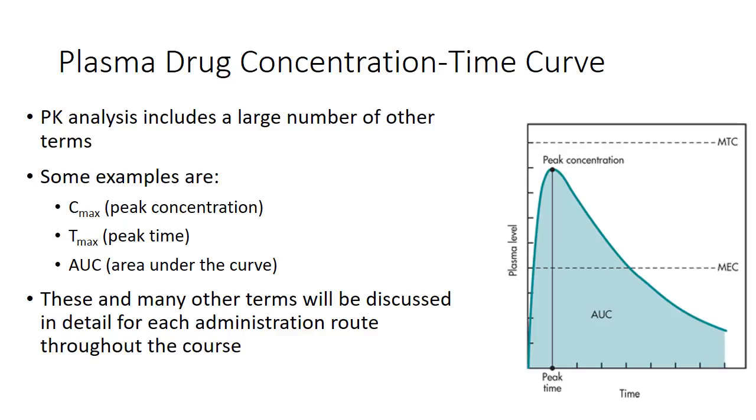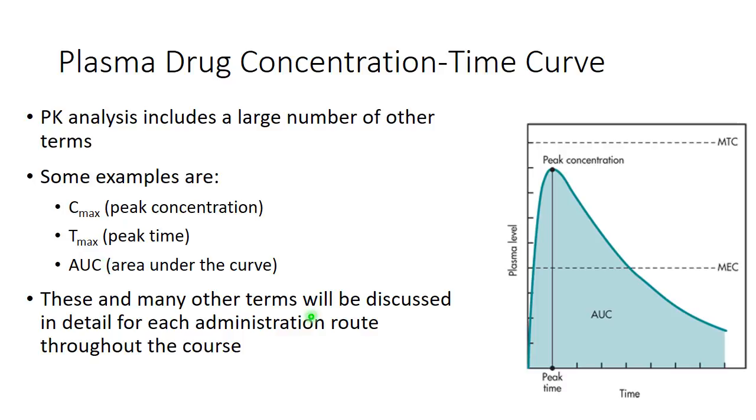Okay, there are many other terms that we'll go over throughout this course. PK analysis includes a large number of other terms. Some of them, as I already alluded to, are Cmax, which would be, for example, the peak concentration. Tmax would be the time at which you achieve the peak concentration. So the Tmax is the time at which you achieve the Cmax. So whatever time we're at the highest blood concentration, that's called the Tmax.